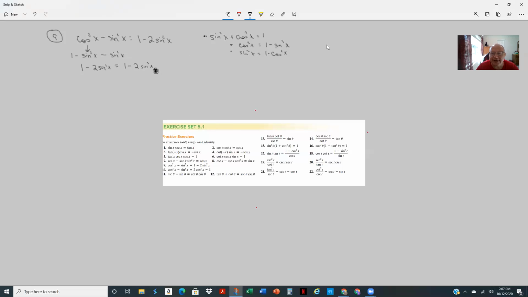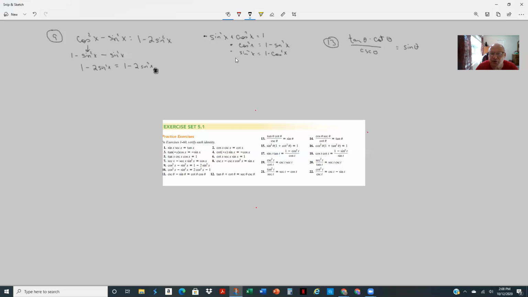Okay, so now let's look at number 13. All right, 13 is tangent of theta, times the cotangent of theta, all over cosecant of theta, is equal to the sine of theta. So then you look at this, and it looks really, really scary, and it can be if you don't know some of the basic identities.